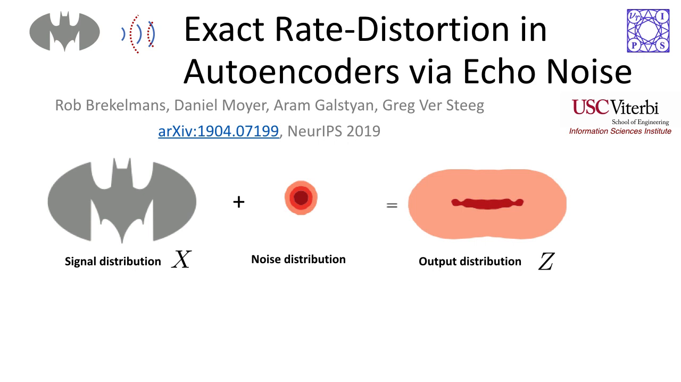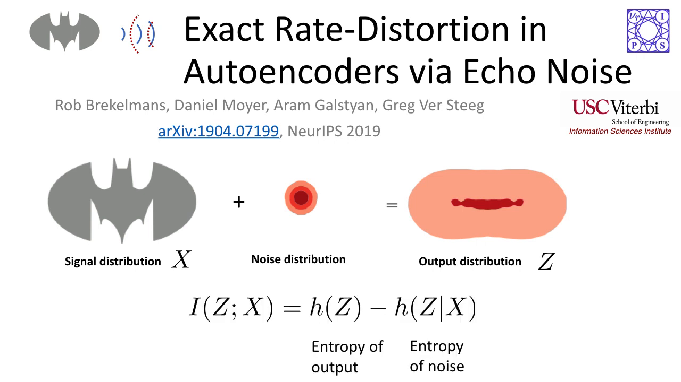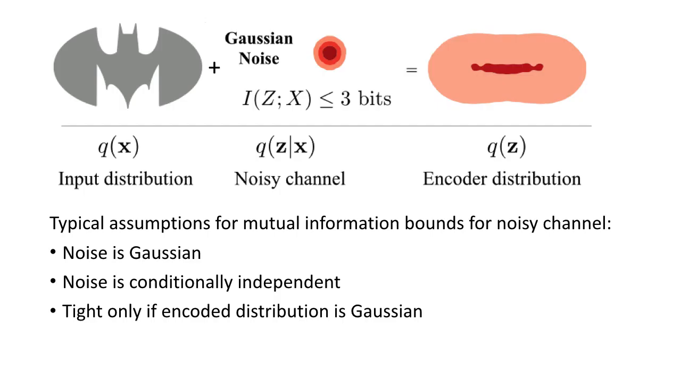In the example shown below, you can imagine that you have some signal x drawn from a distribution, and then you add some noise and you get an output distribution z. So the key quantity that we're interested in for studying rate distortion is, first of all, how much information goes through this noisy channel. And that's really characterized by the mutual information between z and x, which can be decomposed in terms of differential entropy as the entropy of the output z minus the entropy of the noise, h of z given x.